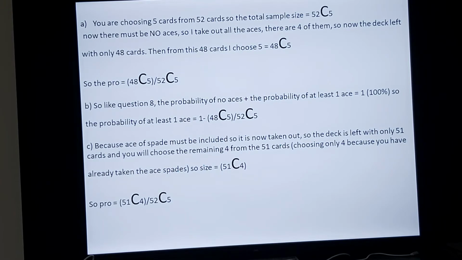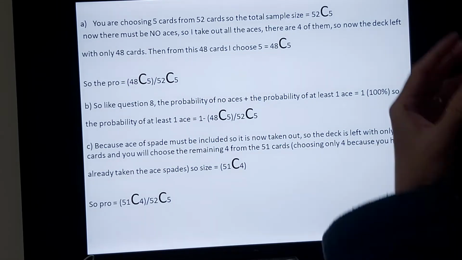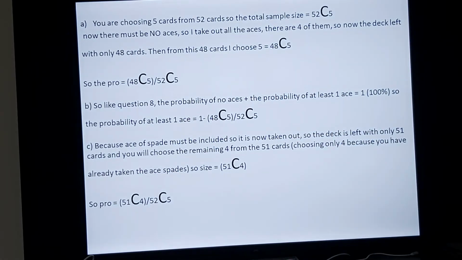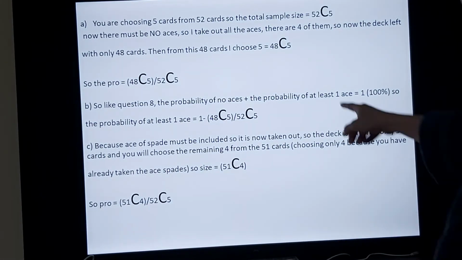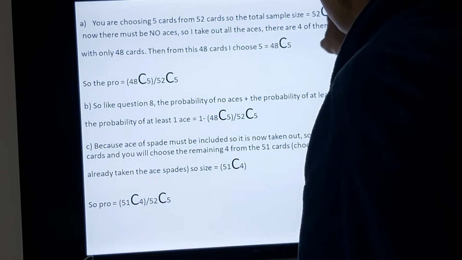Now there must be no aces. So I take out all the aces. There are 4 of them. So now the deck is left with only 48 cards, because you cannot choose any aces. Then from these 48 cards, I choose 5. So it's 48C5. Therefore, the probability is this value divided by the total value.